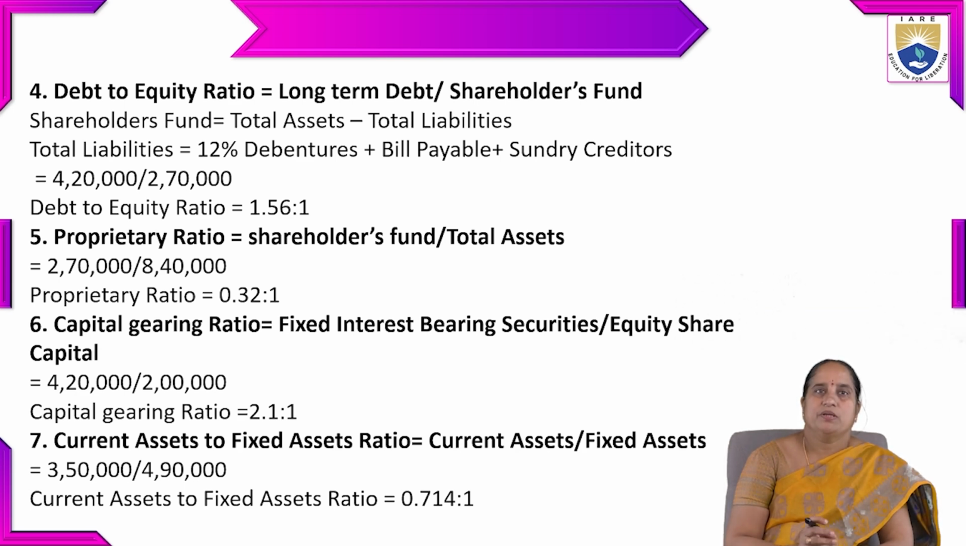The next, current assets to fixed assets ratio, that can be derived by the formula current assets divided by fixed assets, which is equal to 3,50,000 divided by 4,90,000. So current assets to fixed assets ratio is equal to 0.714 is to 1.